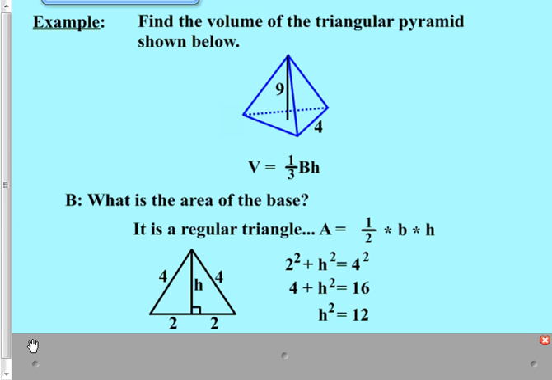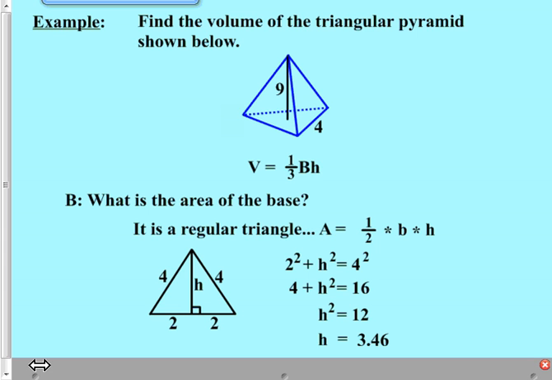So when we drop in the height inside of that triangle that is the base, we get the triangle split into 2 pieces, where the base side of it is 2 and 2. Now we have 2 right triangles inside of this base. We can set up the Pythagorean theorem and find out what's going on with the height of the triangular base. We end up with a height of 3.46.